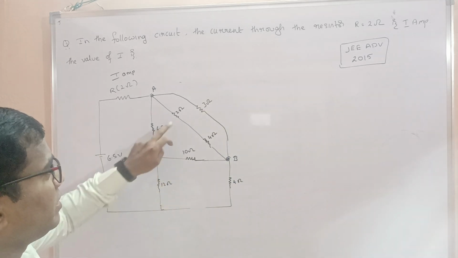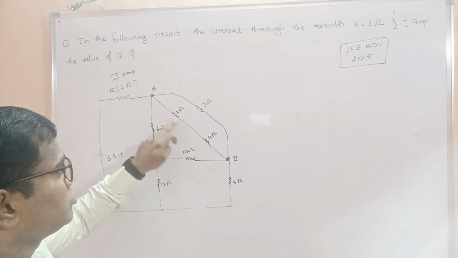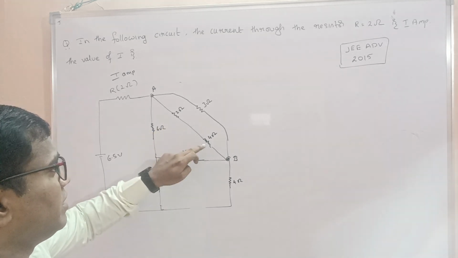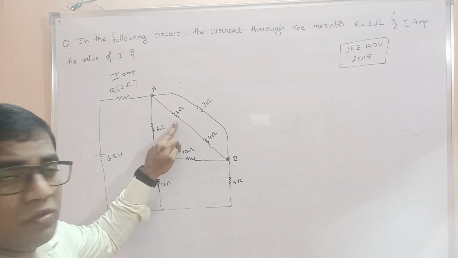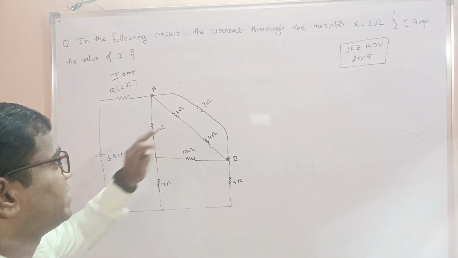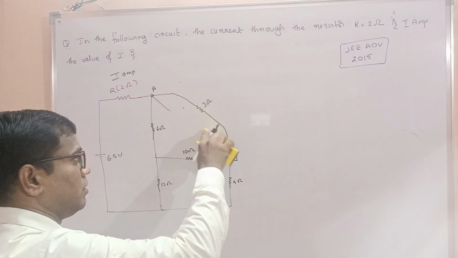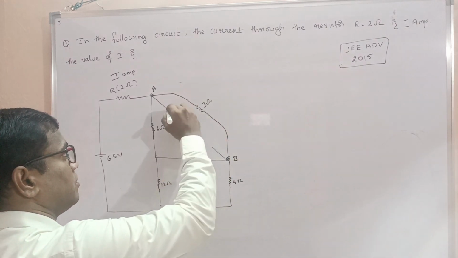Clear? Now, these two are connected in series. So the effective resistance between these two, this is 4 and this is 2. So 4 plus 2 is 6. So I will write this is 6. I will remove this one.